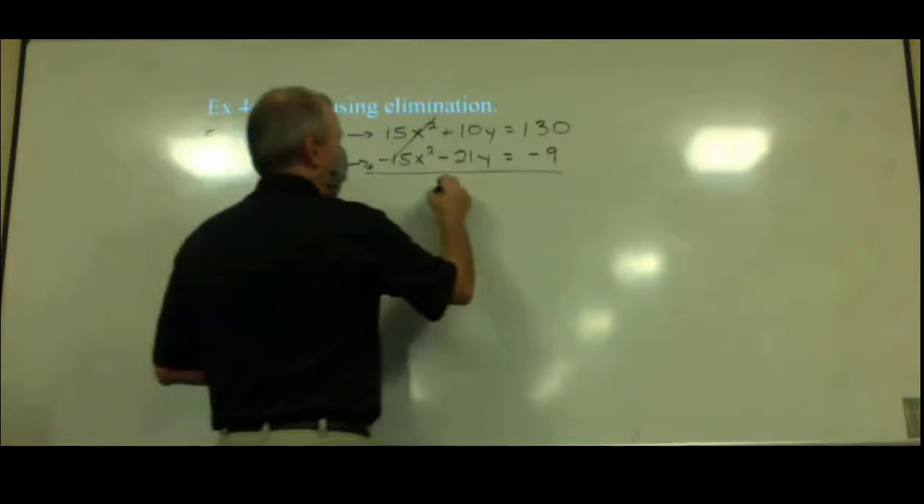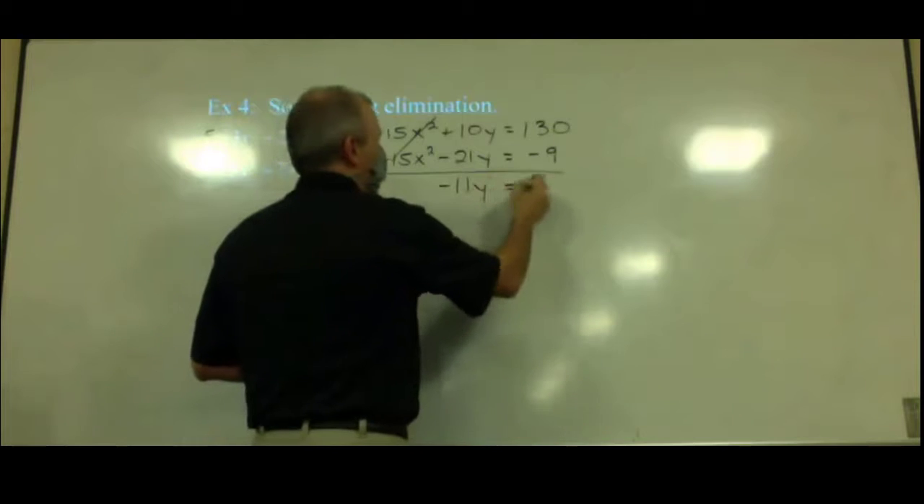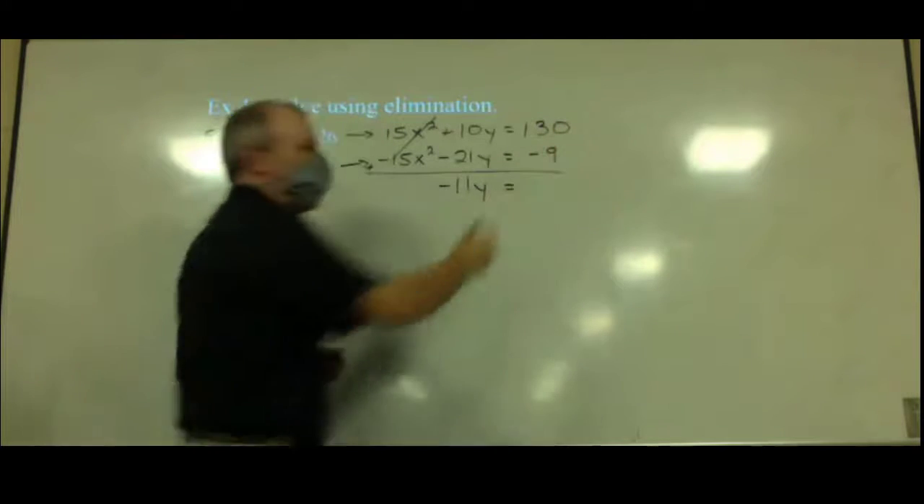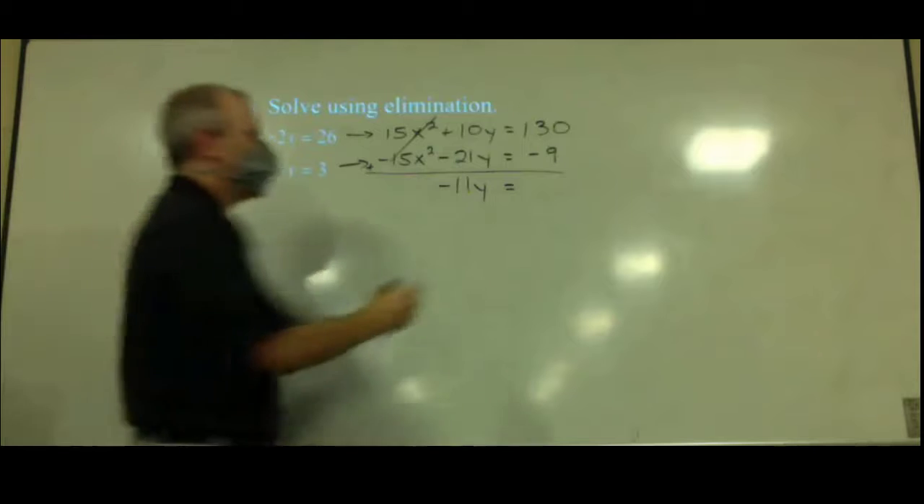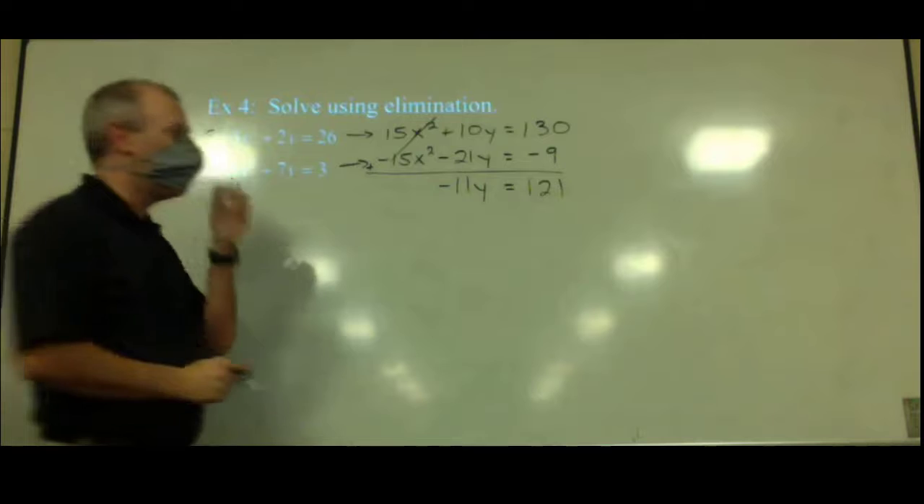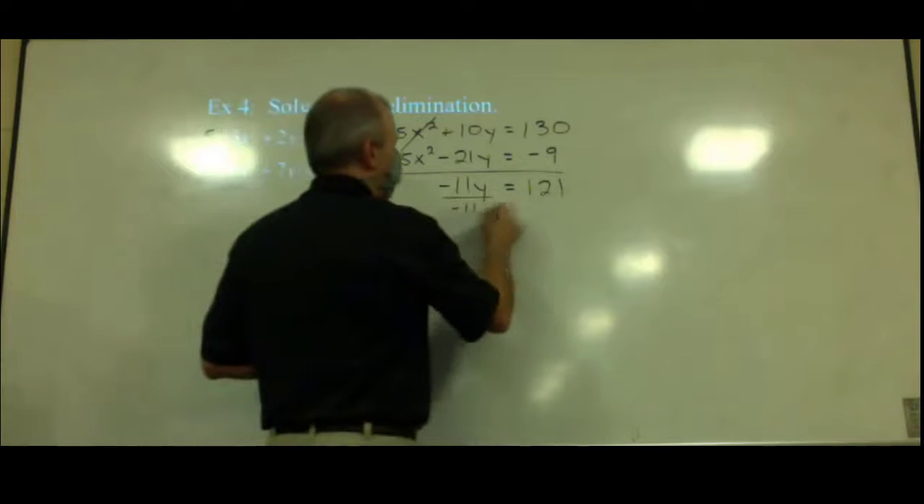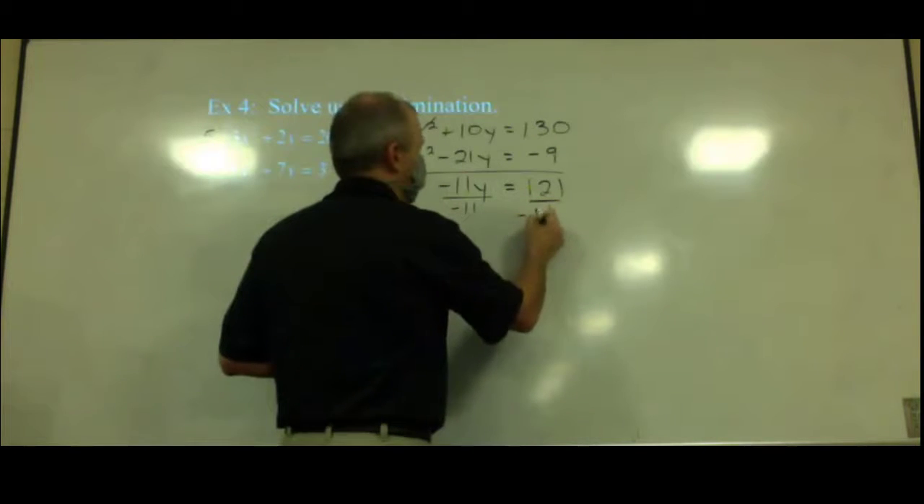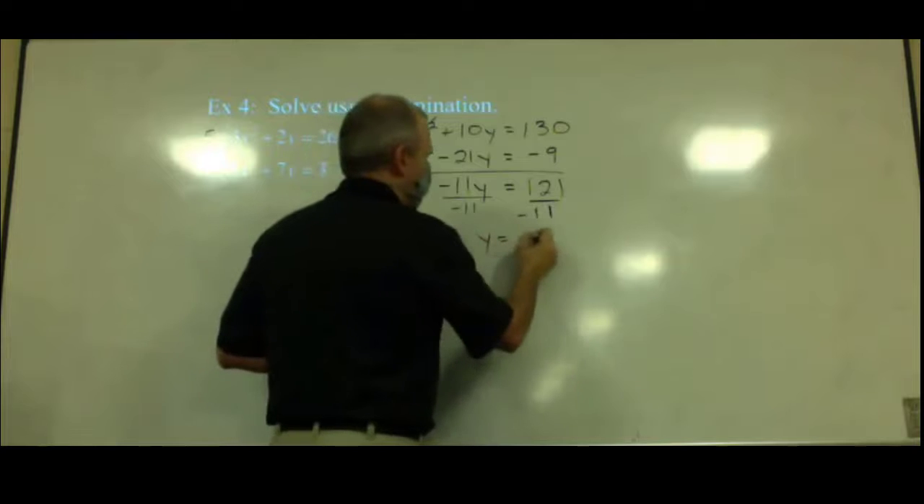Negative 11y. And then 130 minus 9 is 121. What do we do to figure out what y equals? Divide by negative 11. We get y equals negative 11.